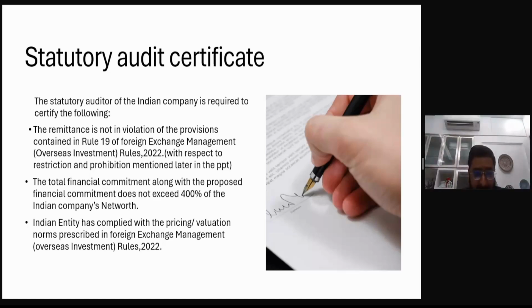Now, if an Indian entity is making an ODI with respect to equity share capital, then whether the pricing or valuation norms have been complied with. As I said, it has to be at fair value as per the internationally accepted methodology. So you have to have a valuation report. The valuation report can be signed by a chartered accountant or by a merchant banker. So you should have this valuation report and you should see whether it is in line with the valuation.